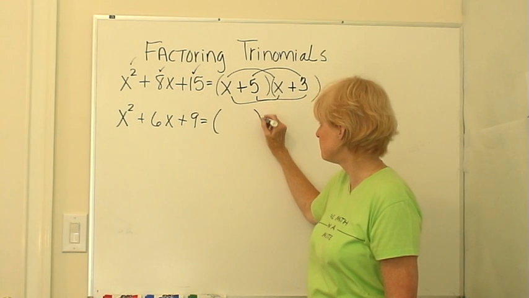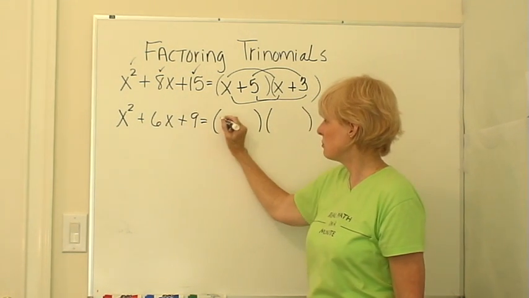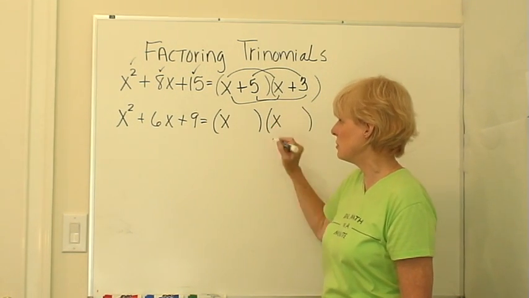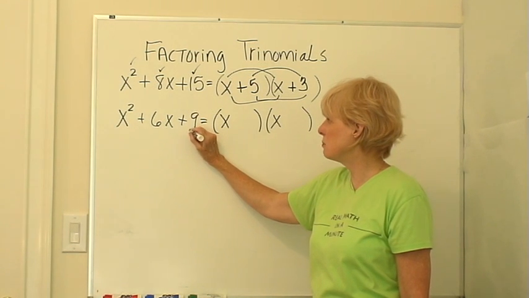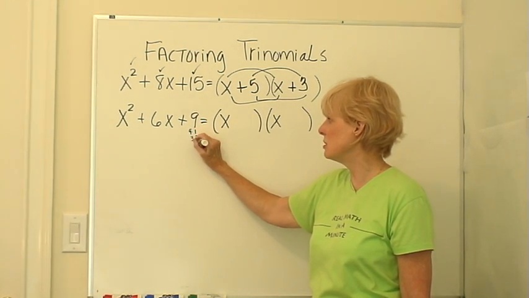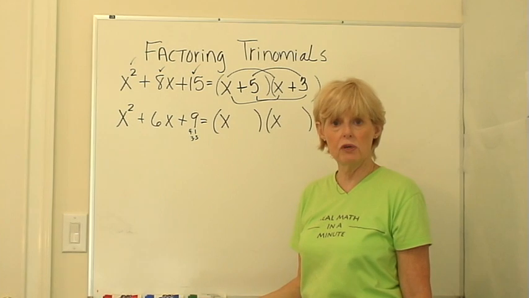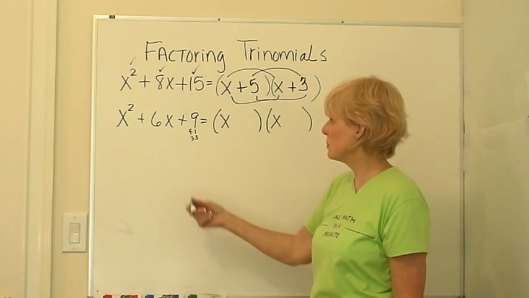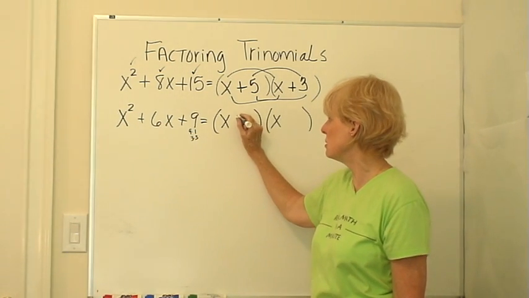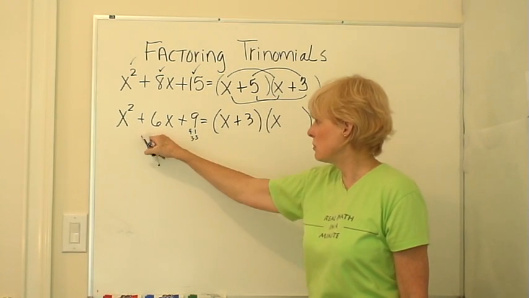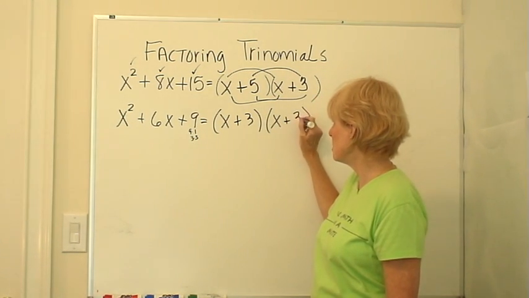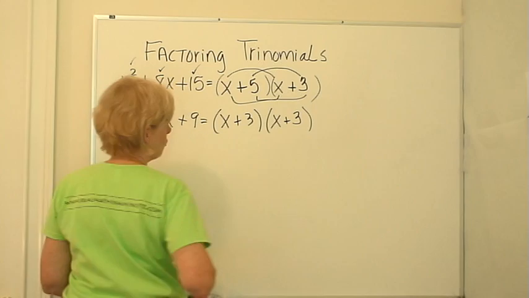So here we go. For x squared, we understand that it's x times x. Now for 9, we could put 9 times 1 or 3 times 3. And I know you're getting it so well that you know that because it's a 6, we've got to put 3 and 3. And because these are both positive, so are these. And so we get x plus 3 times x plus 3.